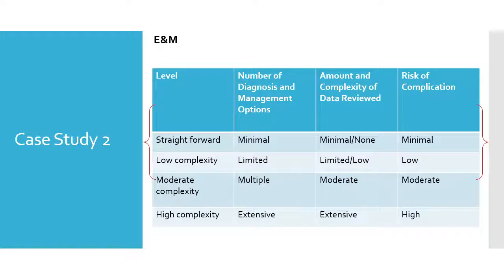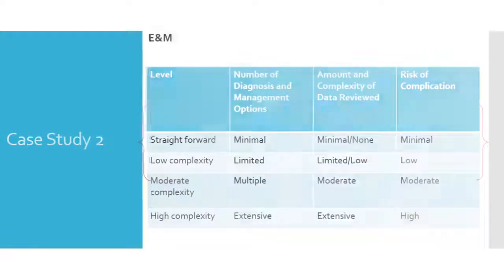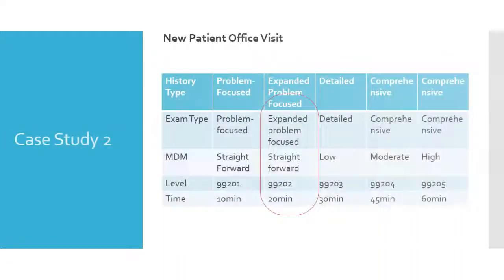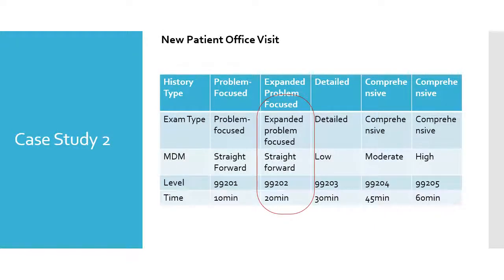As evaluation and management go, this is straightforward. There are minimal diagnostic options, little complexity, and minimal risk for complication. This was a new patient, so he needs the new patient coding for 99202. The codes for this patient encounter are 99202 for the new patient office visit and a 94760 for the pulse oximetry reading.